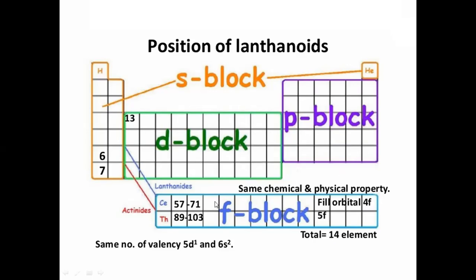Here, all these elements are characterized by the presence of incompletely filled 4f orbitals or incompletely filled 5f orbitals, and hence are known as the f block of the periodic table. Now, there are 15 members. Which are those members? Just see here.